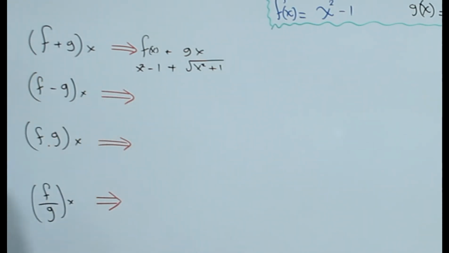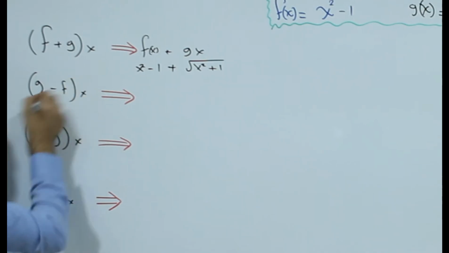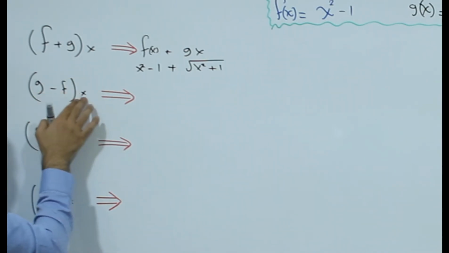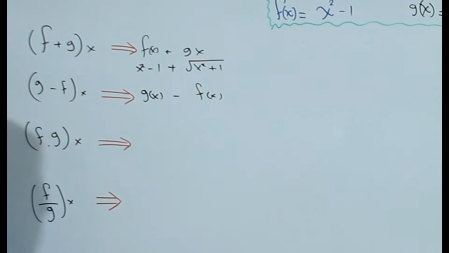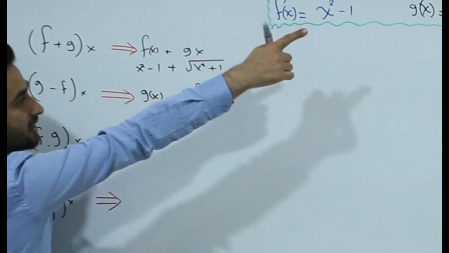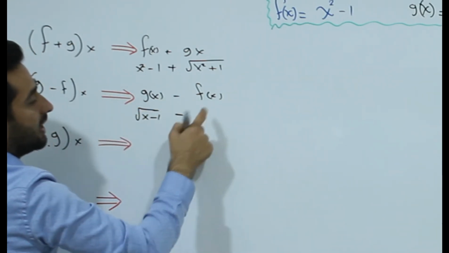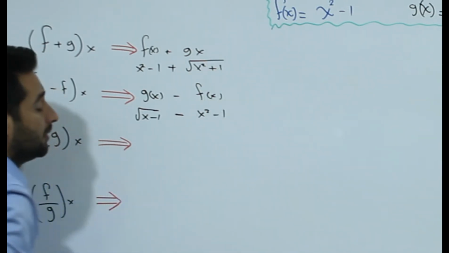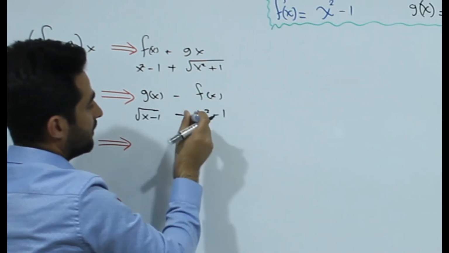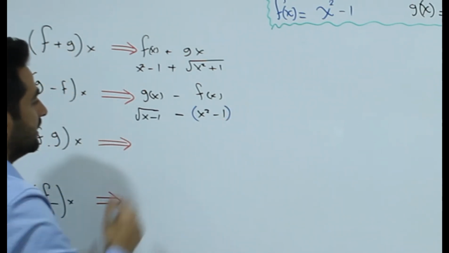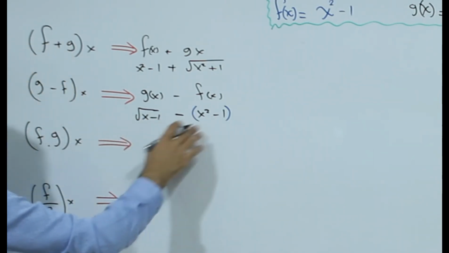Let's say this one is g of x minus f of x, g minus f. Give x to both, so g of x minus f of x. g of x is square root of x plus 1. Minus f of x is x squared minus 1. But here you have to pay attention: this minus is for the whole f, so put it in a parenthesis and then the minus goes inside. This becomes plus and this becomes minus. And you can't simplify anything here.